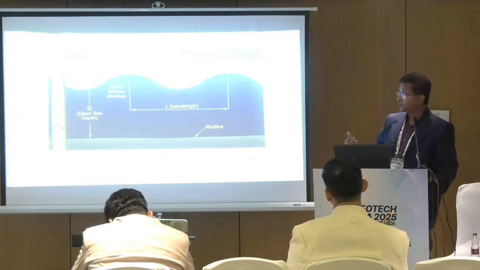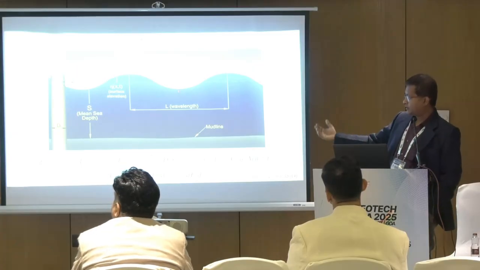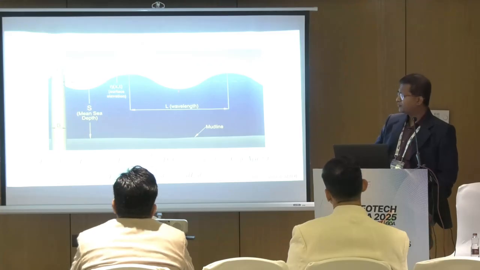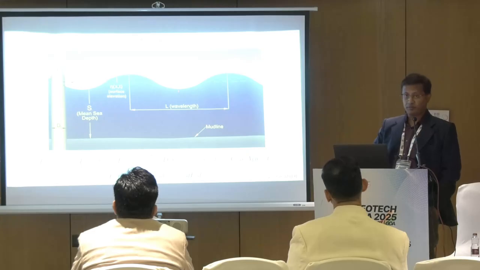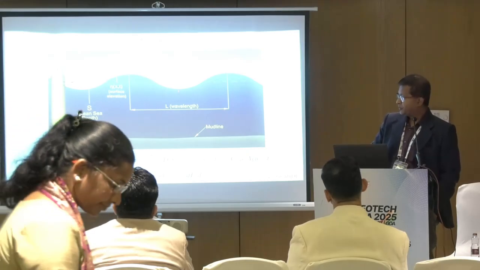How do we calculate those loads? For the wave load, mostly the drag load as well as the inertia load will come into the picture. We have different wave calculation equations available, considering different types of sea state.